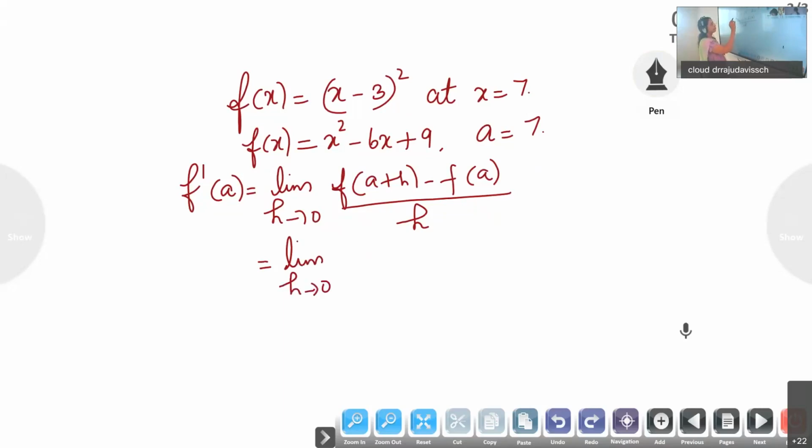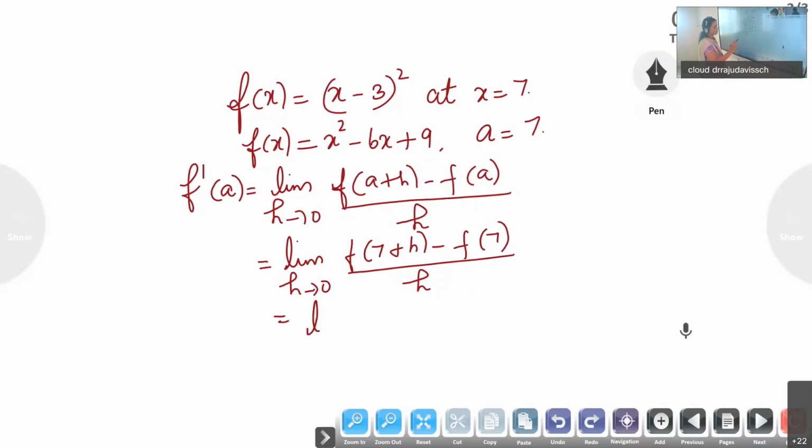Okay, so now this is same as limit h tending to 0. Now what is a? We have to find the derivative at the point 7. So the value of a is 7. So we can write this as f of 7 plus h minus f of 7 by h. Now f of x is x square minus 6x plus 9. So what will be f of 7 plus h? In the place of x we have 7 plus h. So here also you put 7 plus h.